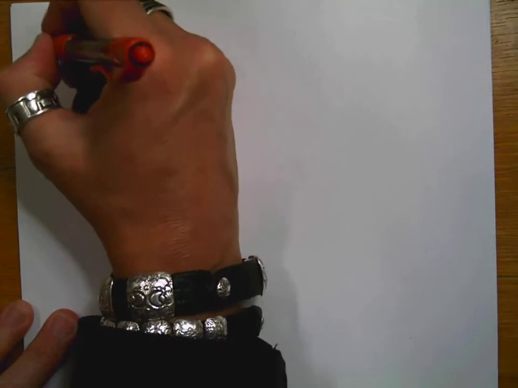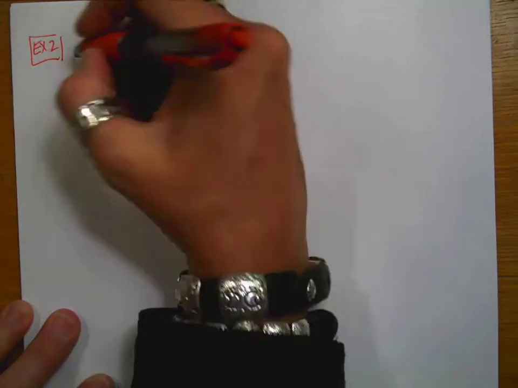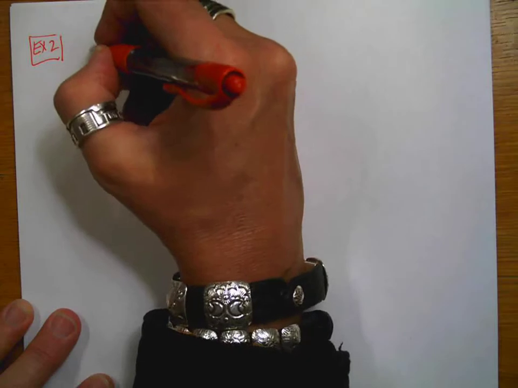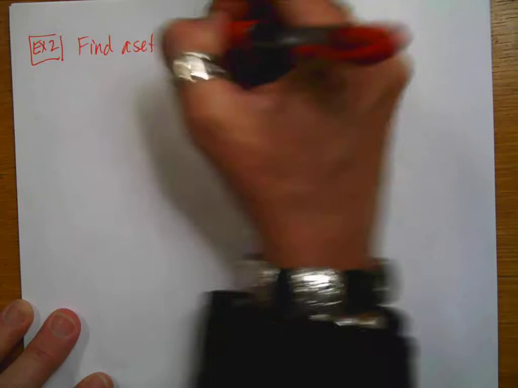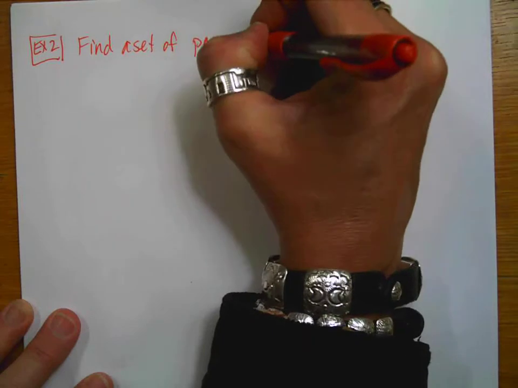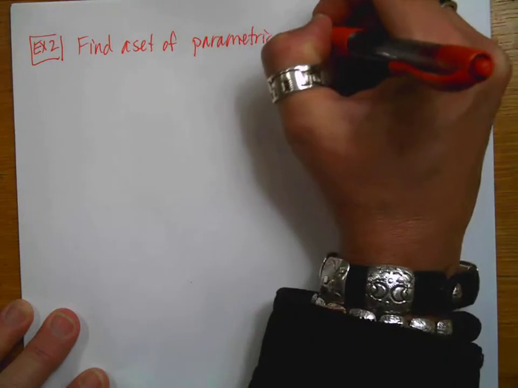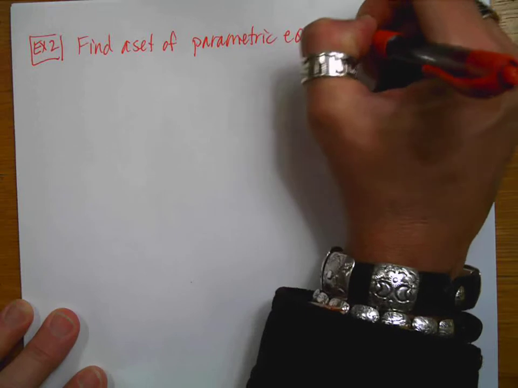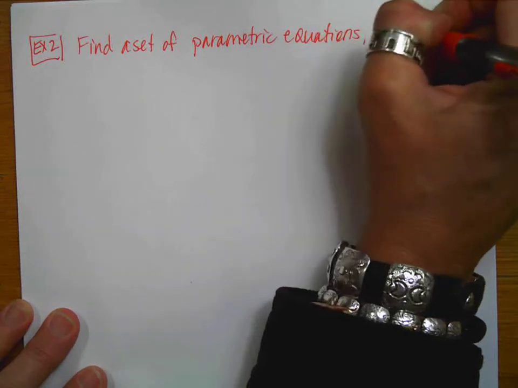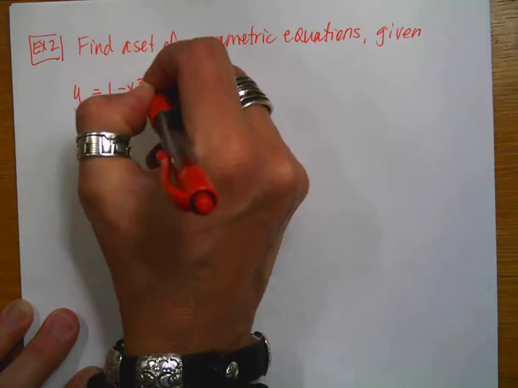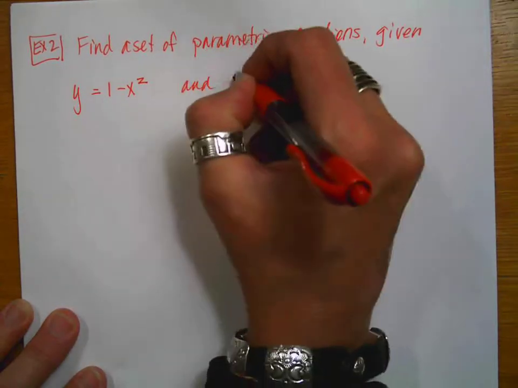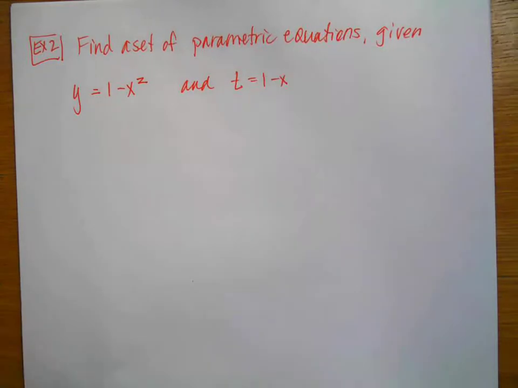Now let's generate, so example number 2, let's generate a set of parametric equations. So we're going to find a set of parametric equations, and we're going to be given that y is equal to 1 minus x squared, and then we're going to be given t is equal to 1 minus x.